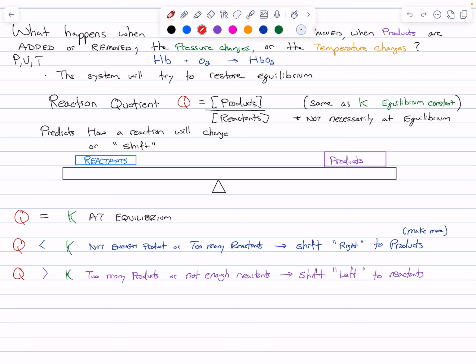This could be 10, and this could be 10,000, right? But if this goes to 100, now our ratio is off. So some of those 100 have to go over to products, if that makes sense. So it doesn't matter what the numbers are. We're just restoring equilibrium. So that is the reaction quotient.